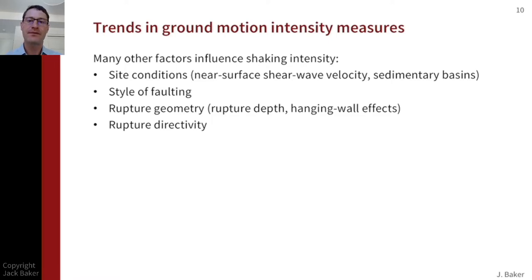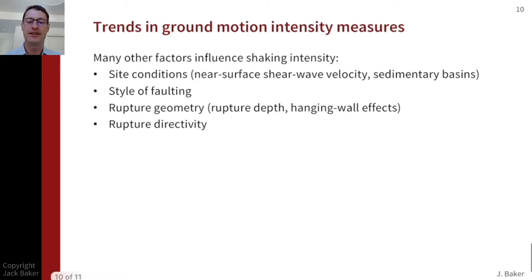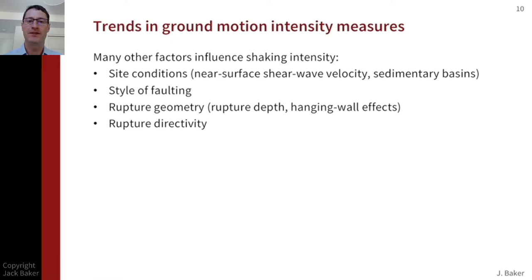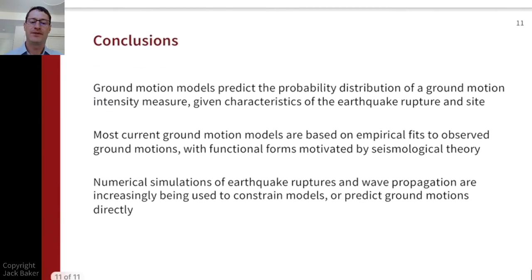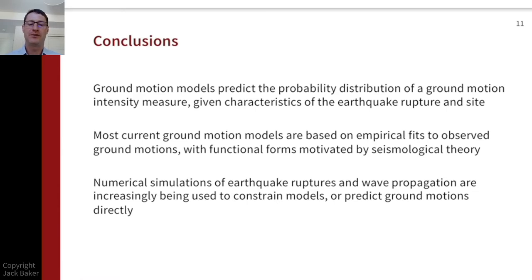So just a quick list here to give you an indication that it's not just magnitude and distance, but many other factors can influence the ground motion intensity. And those are reflected in ground motion models, to the extent they're able to, with, again, the modern models having more factors captured in their predictions. Okay, so that's a quick look at ground motion models.